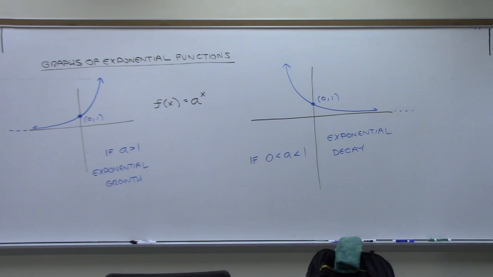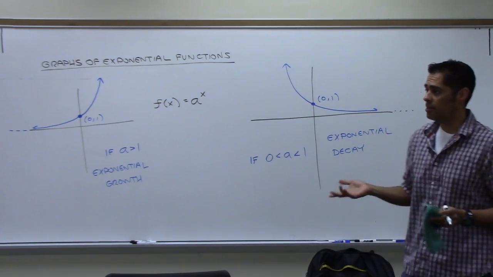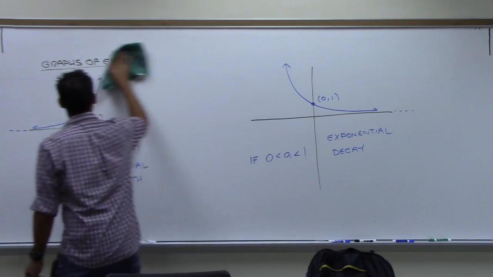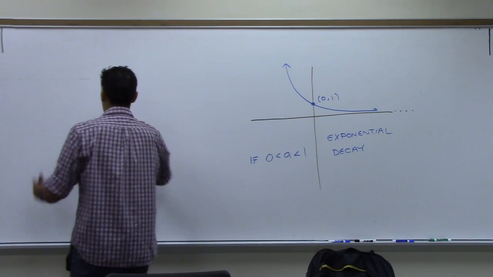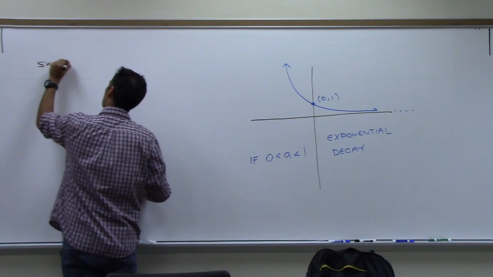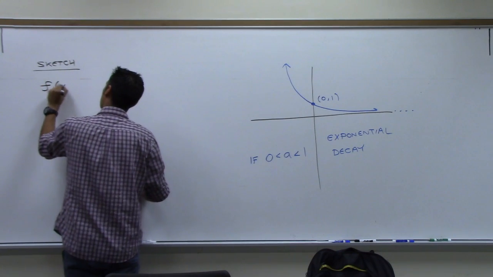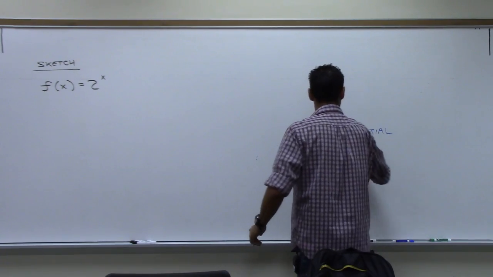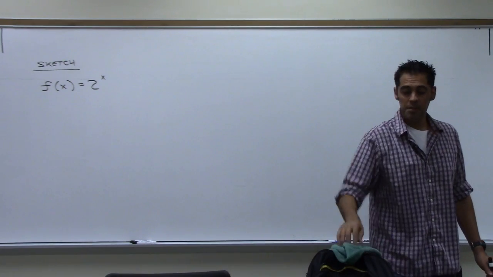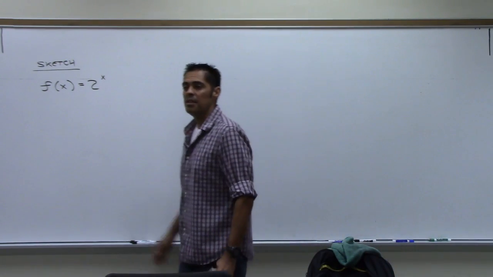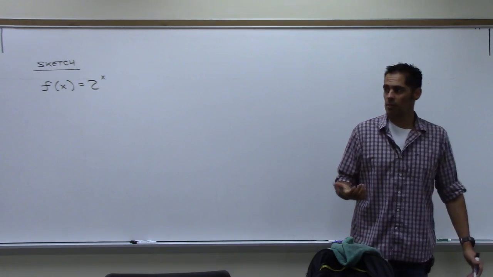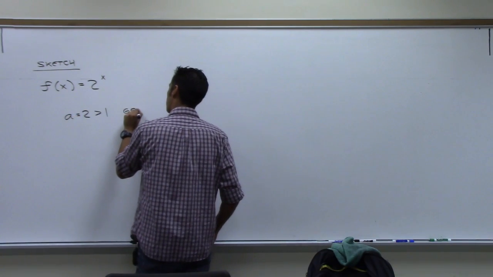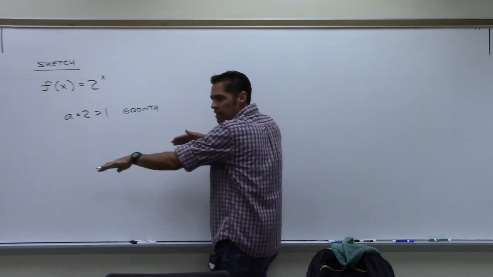So let's do a specific example. Let's sketch something. This is what I'll be asking you to do on the test on Monday. I'm going to give you an exponential function, and I'm going to ask you to graph it. So let's sketch. F of x equals 2 to the x. First thing that you should notice when you look at this is, is this exponential growth or decay? It's growth, because a is 2, which is greater than 1. So that means it's going to flatten out on the left-hand side, and it's going to go up on the right-hand side.